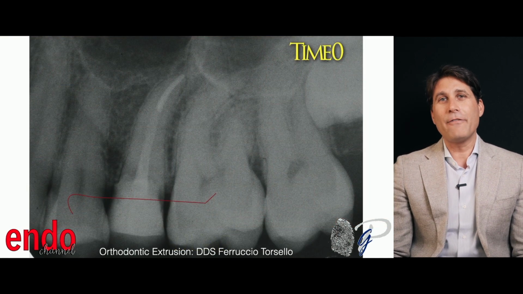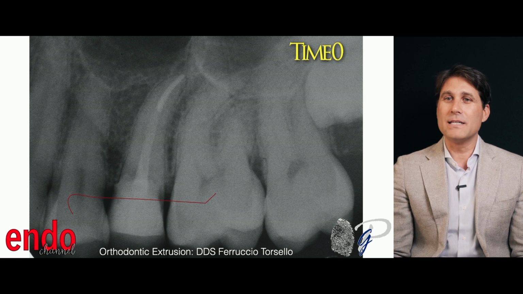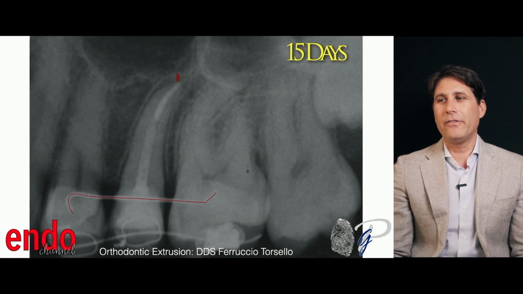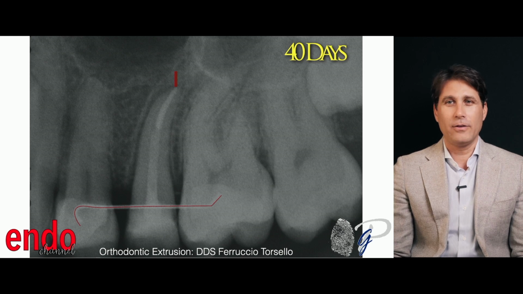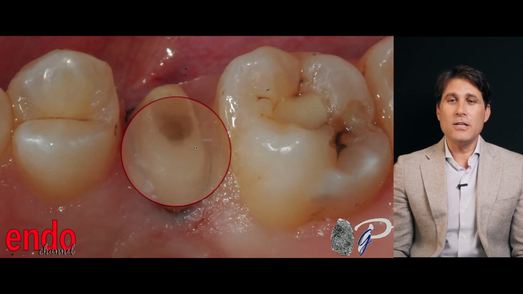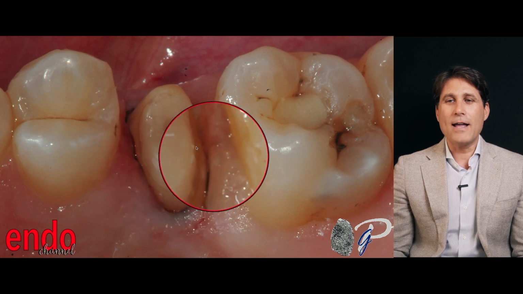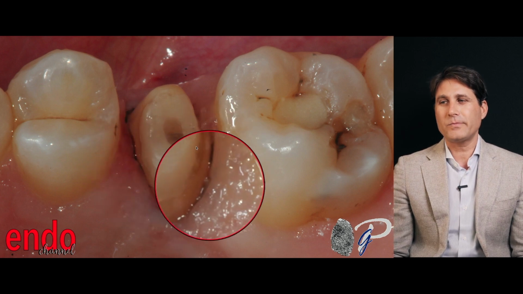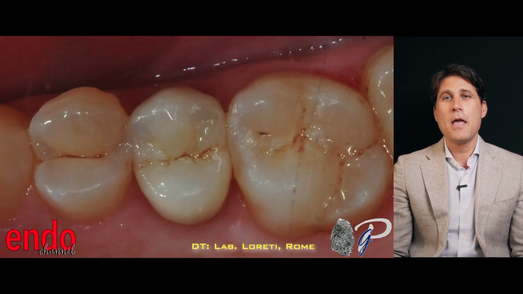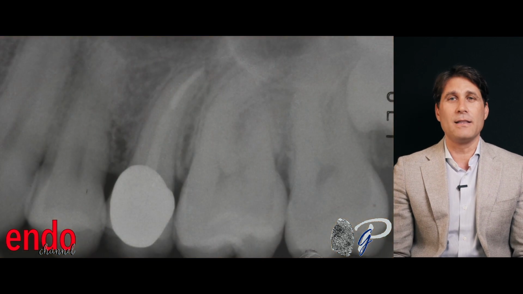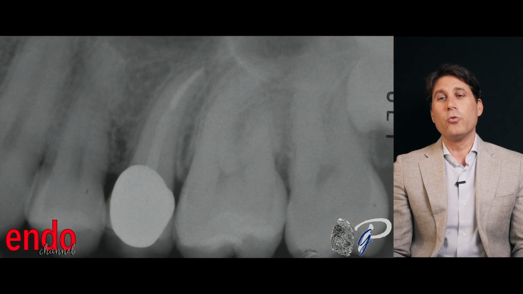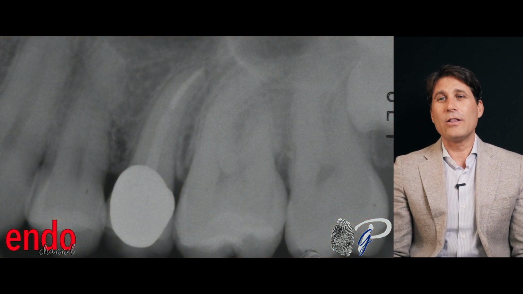This is the radiographic appearance of this treatment: time zero, 15 days, and again with this orthodontic extrusion after 40 days. This is the appearance of the tissues at the time of the impression, with the ferrule gained, and this is the final crown made by myself on this patient. So a perfect example of an interdisciplinary treatment with my orthodontist to regain this tooth and to put this tooth again in function.